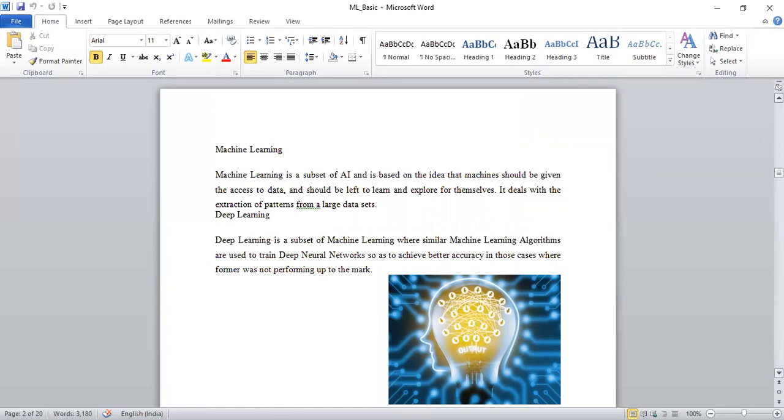Deep learning is what? Deep learning is a subset of machine learning. Machine learning is a subset of AI, but deep learning is also a subset of machine learning, where similar machine learning algorithms are used to train deep neural networks so as to achieve better accuracy in those cases where the former was not performing up to the mark.